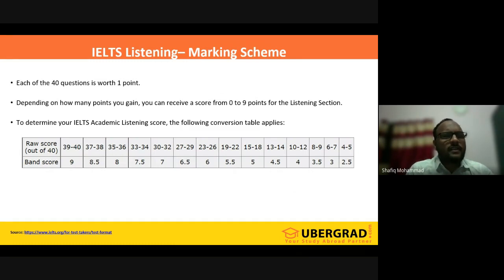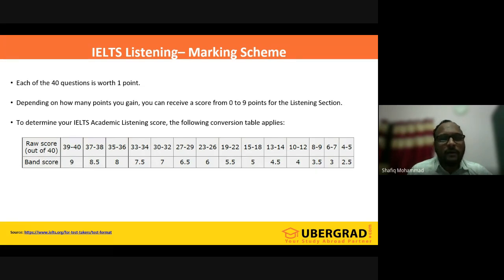Listening has 40 questions, we already know, and each question carries 1 mark. For example, 39 to 40 correct answers gets you a band 9. If you get 27 to 29, it is 6.5. Your aim should always be above 6.5, which means above 27, because most universities and colleges in every country require 6 bands. So your target should always be above 27, so that you are on the safer side.